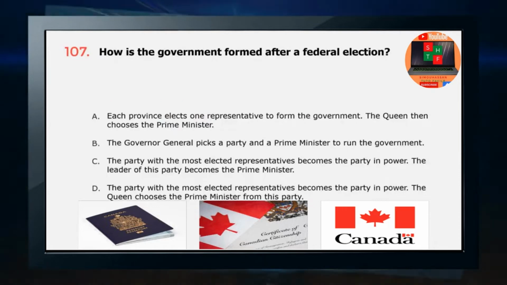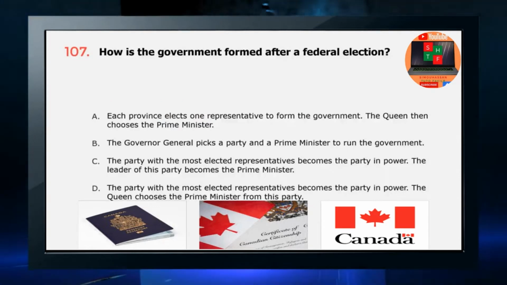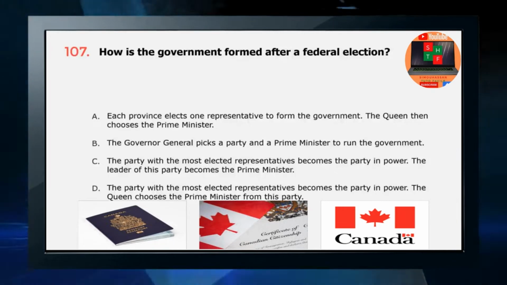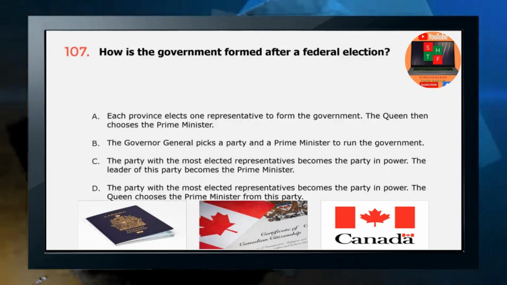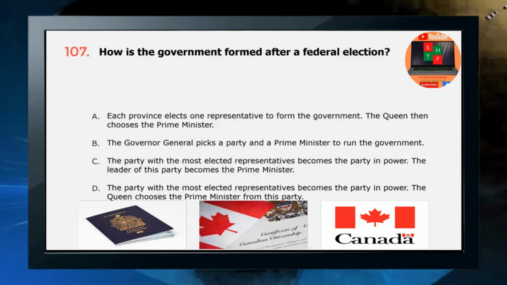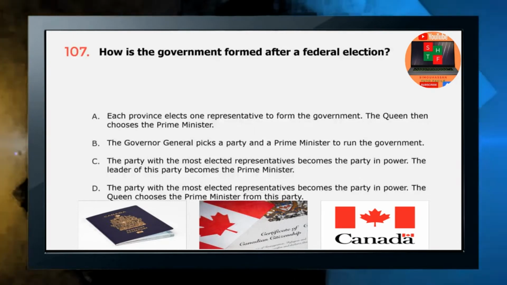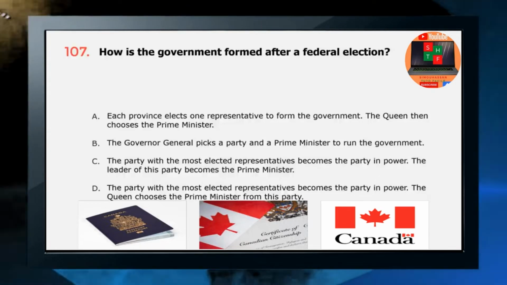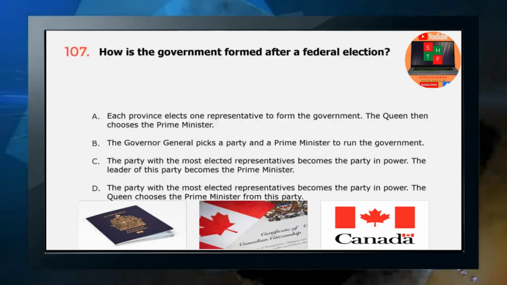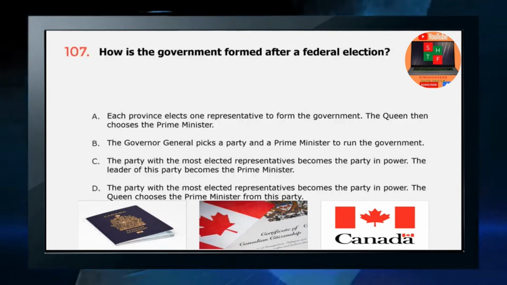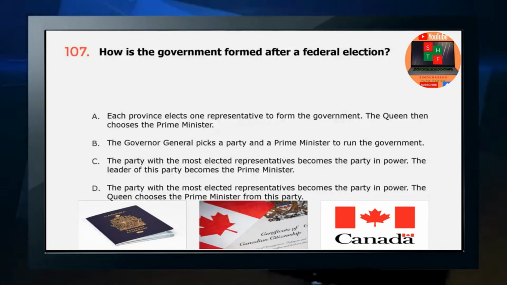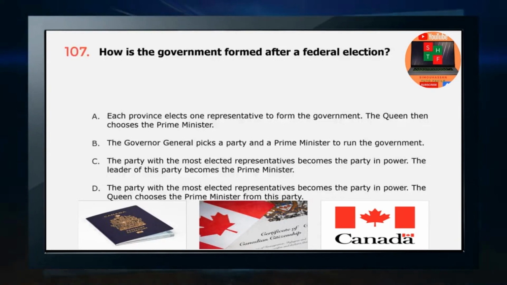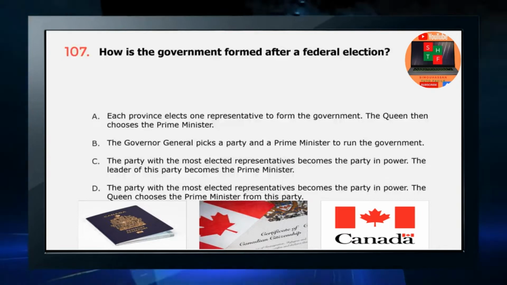Question 107. How is the government formed after a federal election? A. Each province elects one representative to form the government. The Queen then chooses the Prime Minister. B. The Governor-General picks a party and a Prime Minister to run the government. C. The party with the most elected representatives becomes the party in power. The leader of this party becomes the Prime Minister. D. The party with the most elected representatives becomes the party in power. The Queen chooses the Prime Minister from this party.